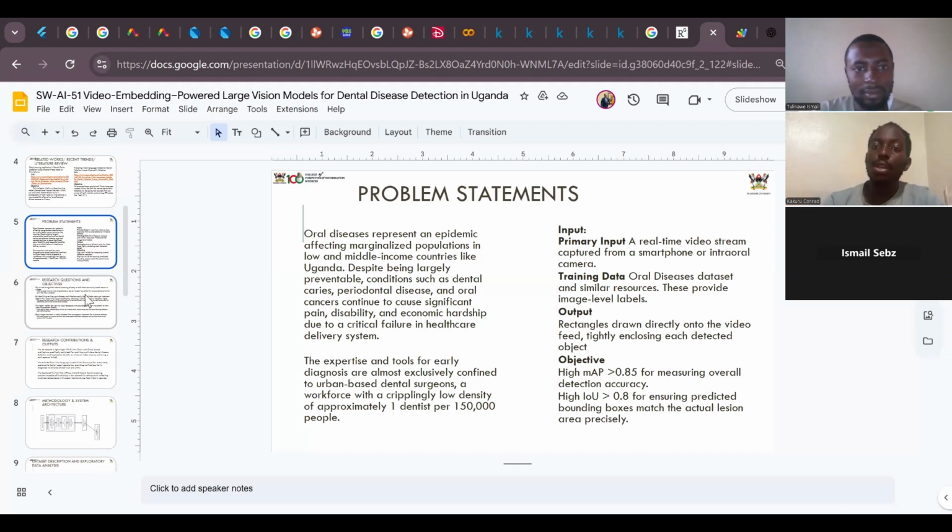So you're going to have two inputs. The primary input is what the users are going to provide, which is a real-time video stream capturing the people's teeth. The second input is training data, a good dataset from Kaggle that has normal images, not X-ray images, showing the different diseases. The output is going to be a box drawn around the disease, giving what disease it is, and then maybe a recommendation. The objective is to have a high mean average precision of over 0.85 for the overall detection accuracy.